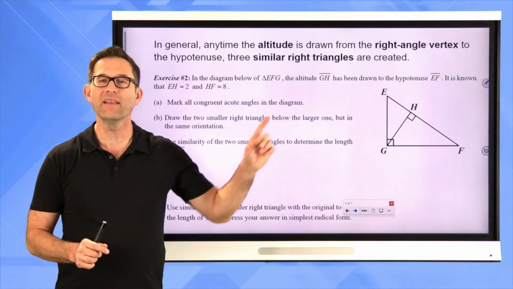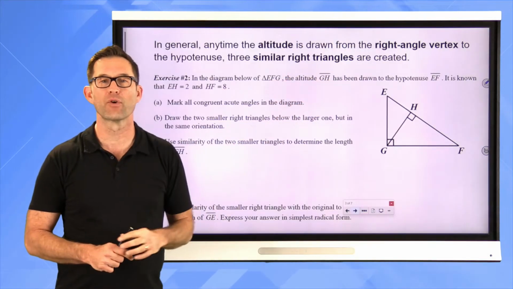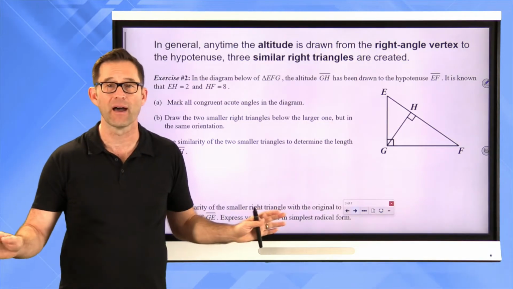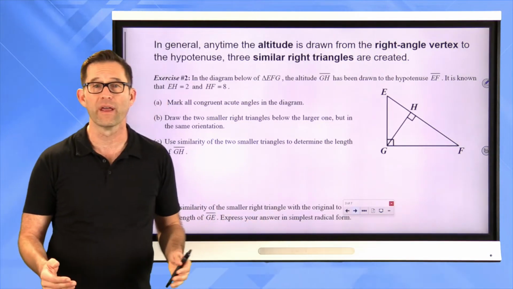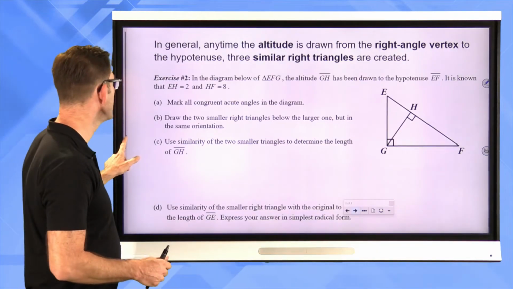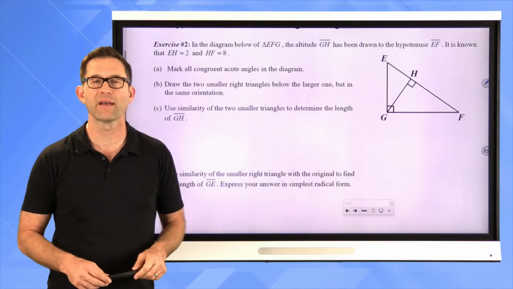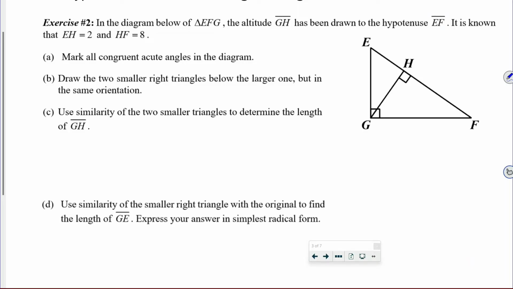Now, in general, anytime the altitude is drawn from the right angle vertex to the hypotenuse, three similar right triangles are created. Anytime, okay? And it doesn't really matter how they're oriented. So let's take a look at exercise 2, where we have the original right triangle oriented in a more standard way. Exercise 2. In the diagram below, in triangle EFG, the altitude GH has been drawn to hypotenuse EF. It is known that EH is equal to 2 and HF is equal to 8. Letter A. Mark all congruent acute angles in the diagram.